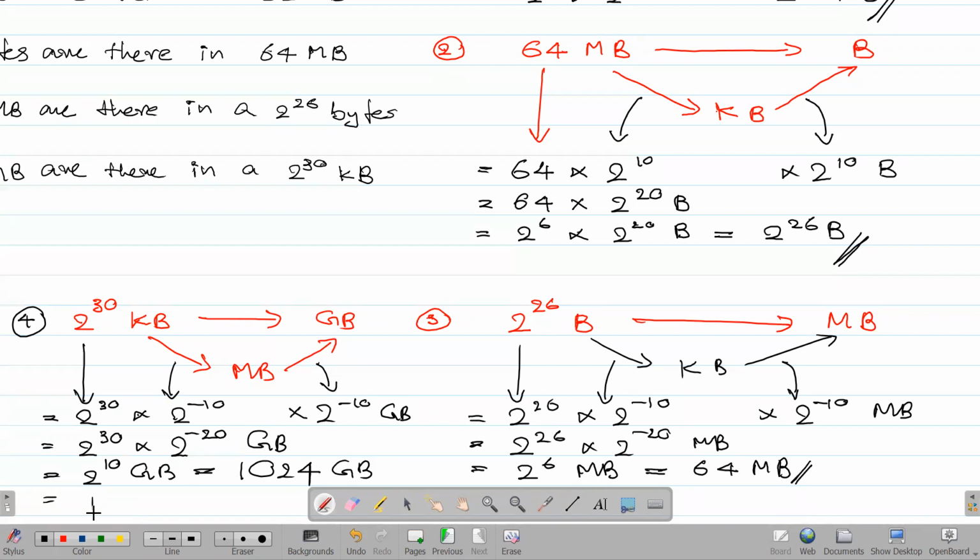That means this is 1 terabyte, right? But since I have asked the question in gigabytes, it's better you go with the gigabyte answer. Okay, people, is this clear? Yes, sir. Great.